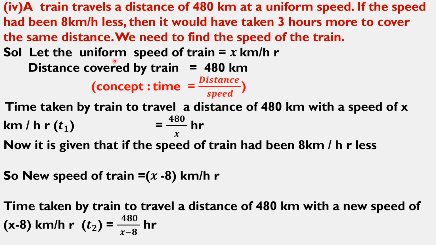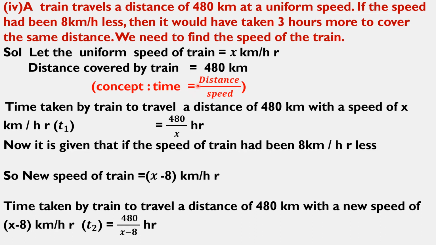So the uniform speed of the train is equal to x km per hour. Here we consider it. Now here, the distance covered by the train is equal to 480 kilometers. It is given in the question. Now here speed is given, distance is given, so here we have to find the time. How much time has been taken by the train to cover the distance of 480 kilometers.